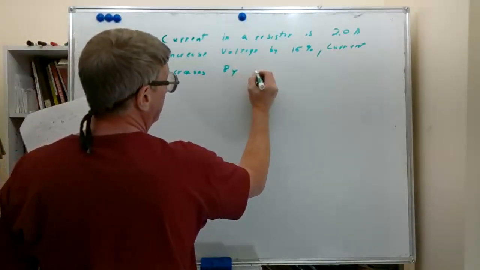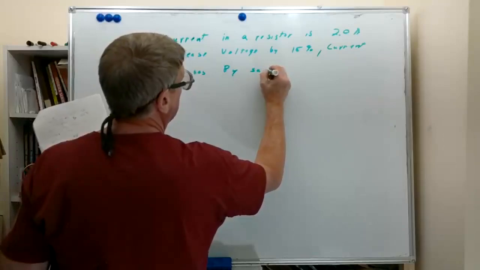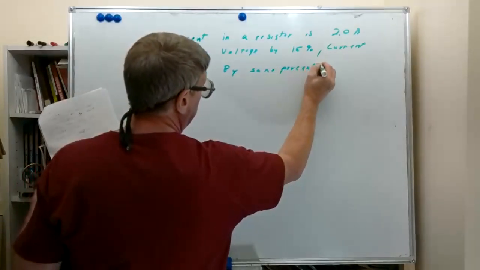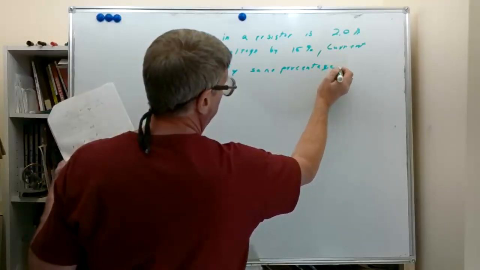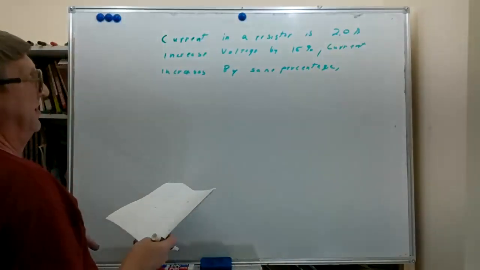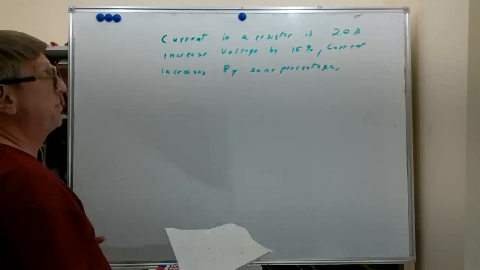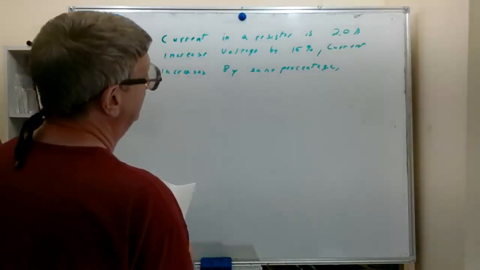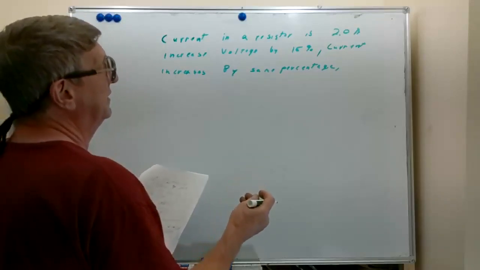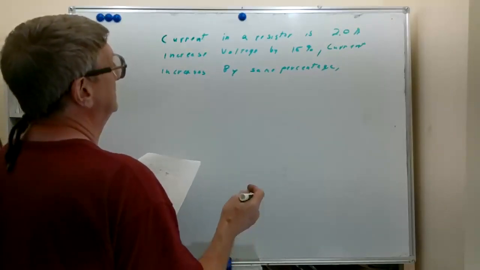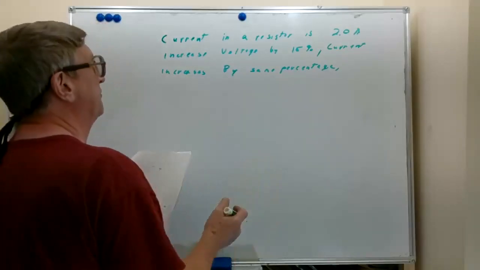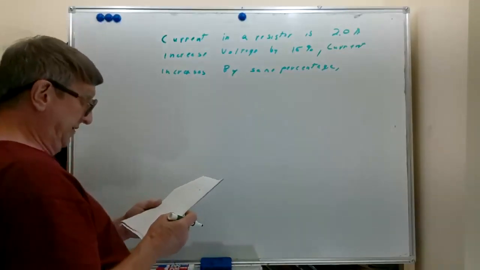By the same percentage. So they give us some information, but we can see here that current and voltage are going to be proportional in a resistor. We double the voltage, we double the current. We increase the voltage by 15%, we increase the current by 15%.